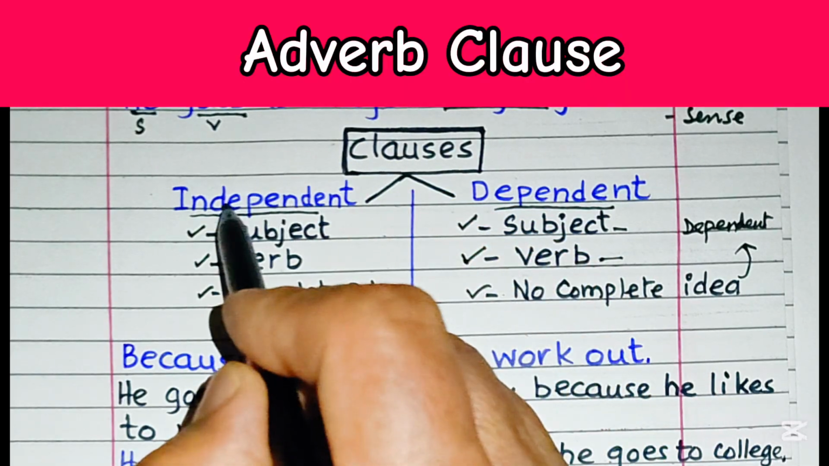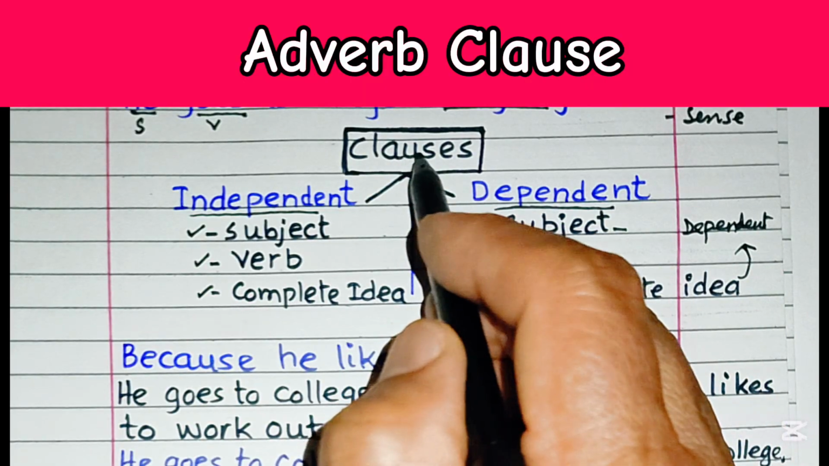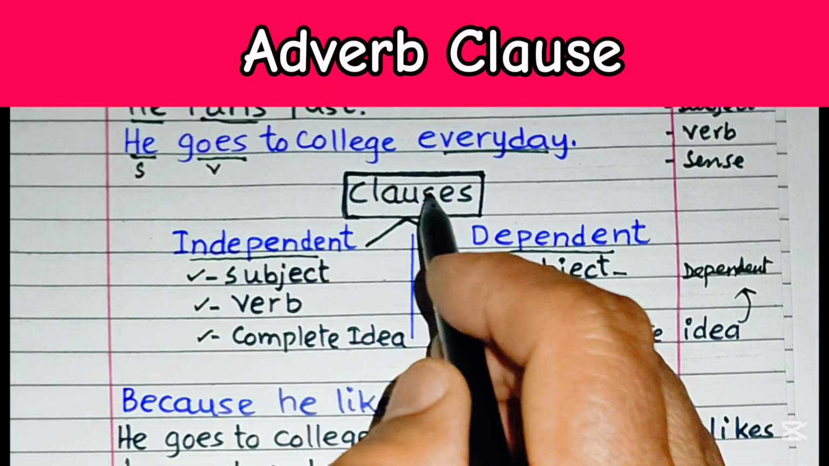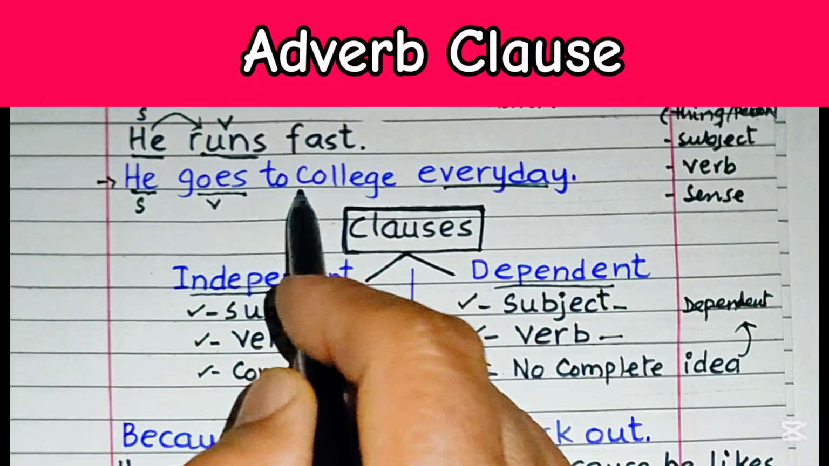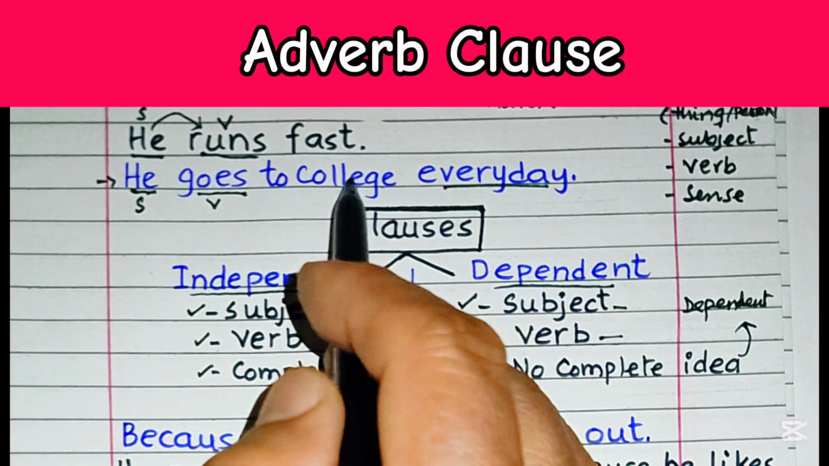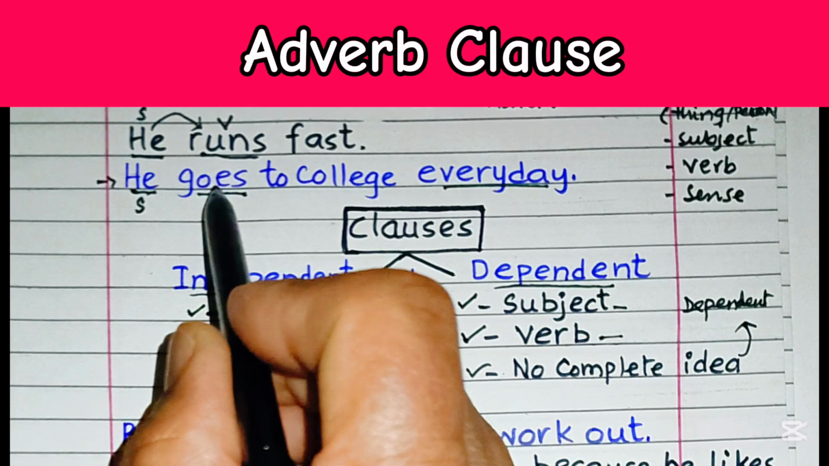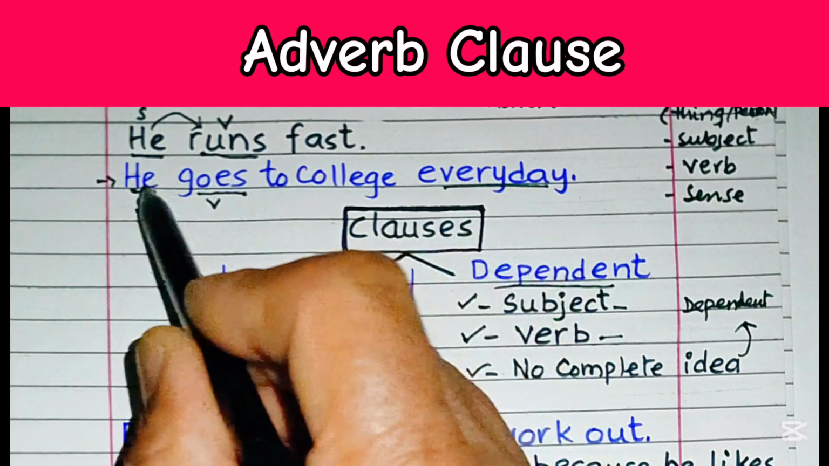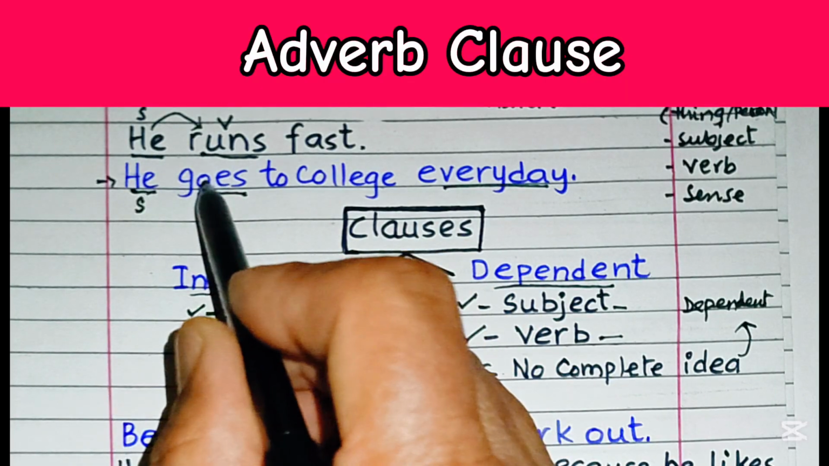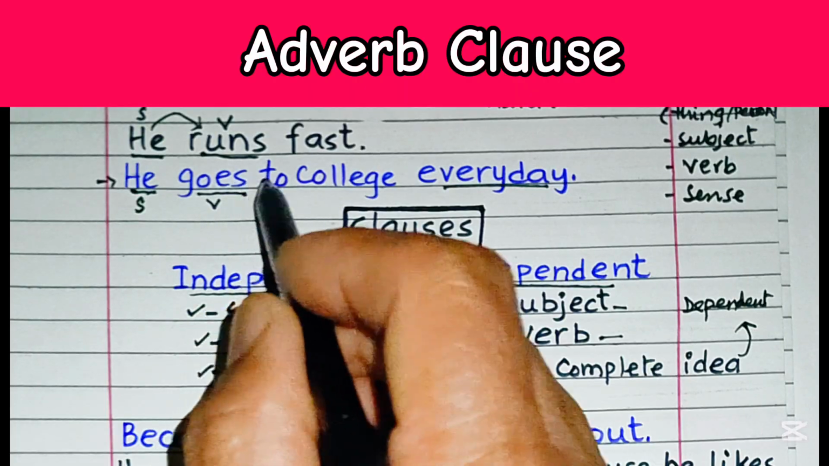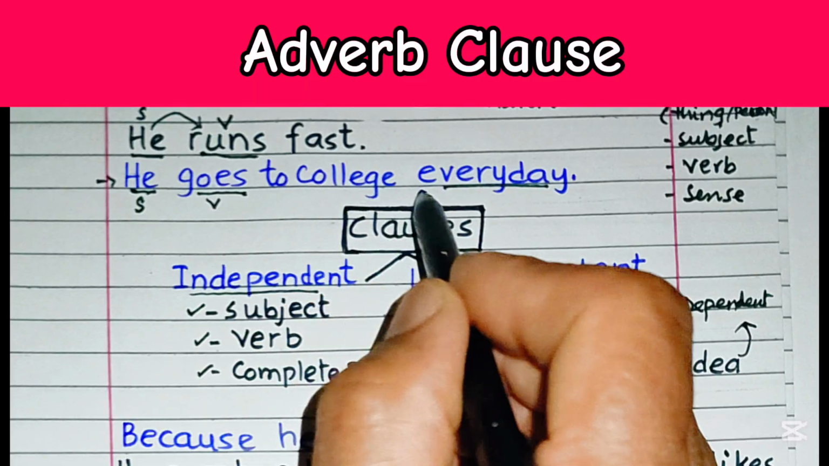So these independent clauses and dependent clauses are the two types of clauses. This is to be clear. For example, take this example once again: he goes to college every day. It makes sense because here this is the subject and this is the verb. He goes. Where does he go? He goes to college every day. This makes sense. It's a complete idea.